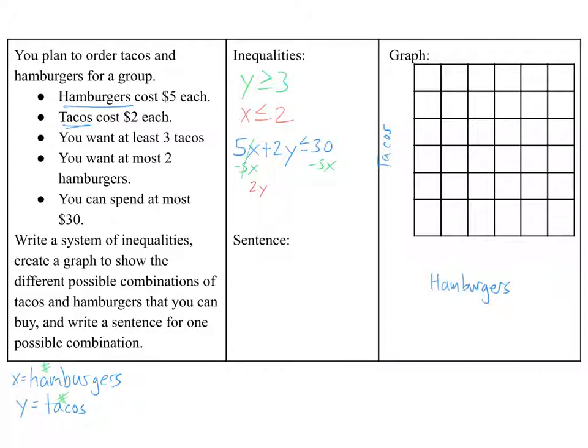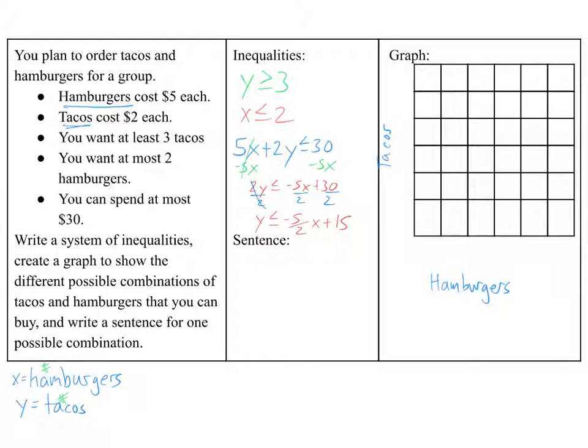I now have 2y is less than or equal to negative 5x plus 30. And then can I divide by, what, 2? That's gone. So I now have y. Do I flip my inequality? Yes. I did not divide by a negative, so I do not flip my inequality. And that would be right there, 15.